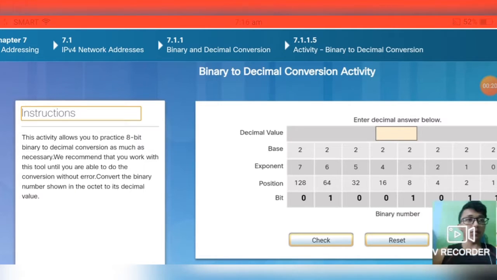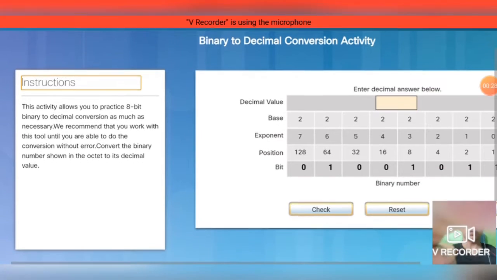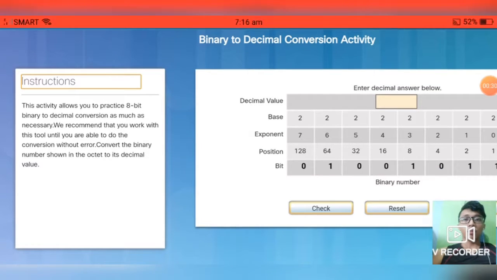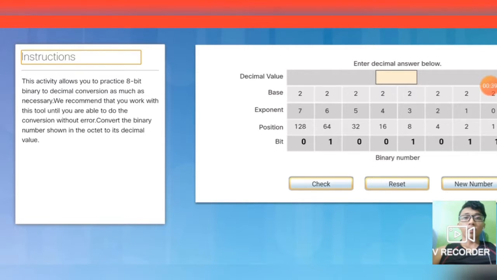So we have here the chapter 7 activities. This is the first activity that we need to do, the binary to decimal conversion activity. Instructions: this activity allows you to practice 8-bit binary to decimal conversion as much as necessary. We recommend that you work with this tool until you are able to do the conversion without error. Convert a binary number into octet to its decimal value.